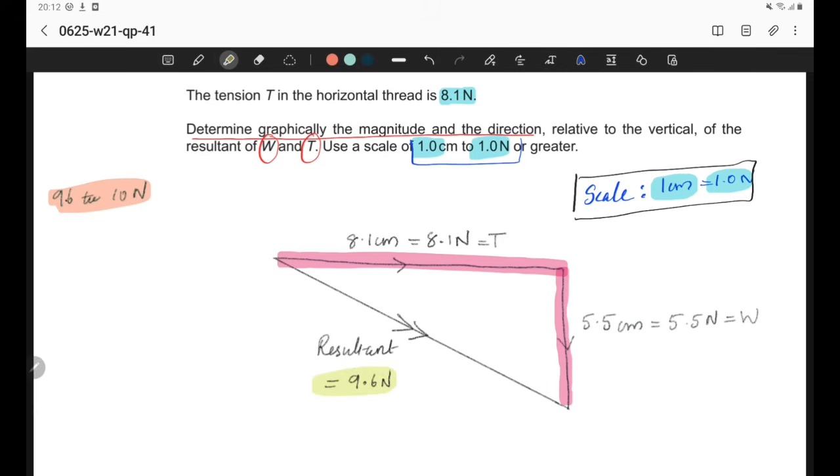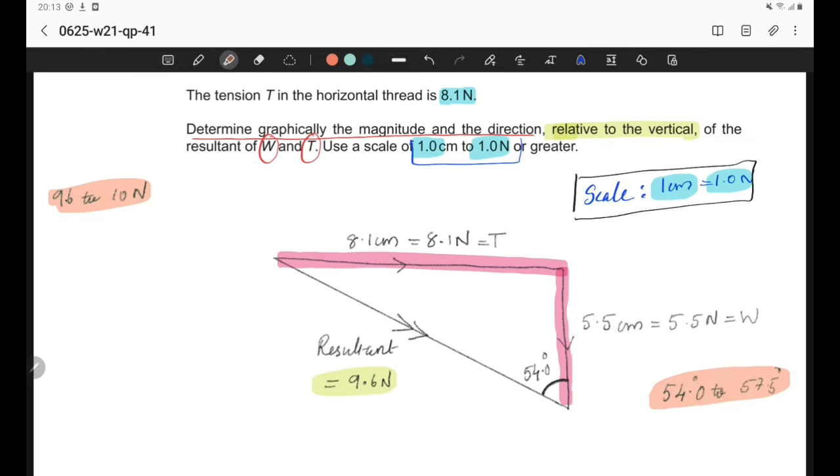So we got the magnitude, but not only the magnitude, we need to know the direction also in terms of angle, because it's mentioned relative to vertical, we have to specify. So we need to measure the angle with respect to vertical. So this is the angle we need to measure. You can use a protractor, and the answer is 54 degree. Again, for the angle also, you can get an answer in the range 54 degree to 57.5 degree. So if your answer is in between this range, you will get full mark.